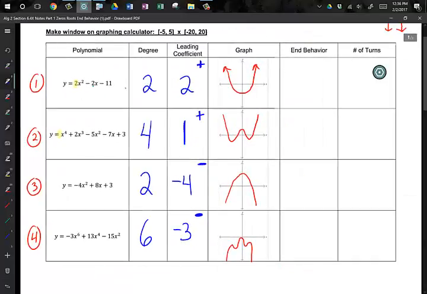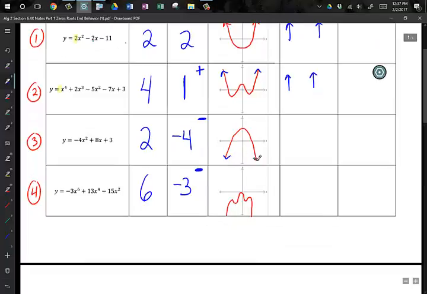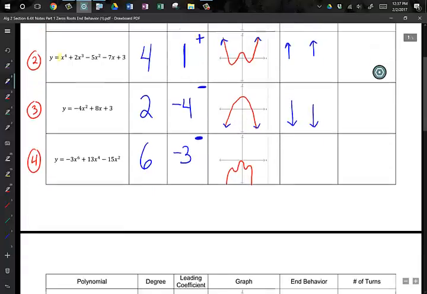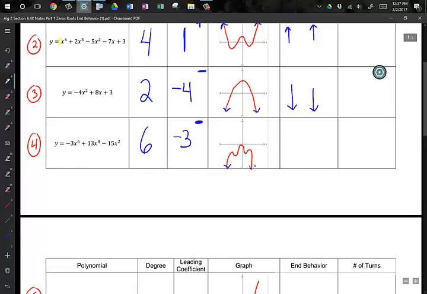End behavior. Would you agree this first one starts up and ends up? And the second one starts up and ends up. True? Third one, what does it do? Starts down, ends down. Fourth one. Starts down, ends down.